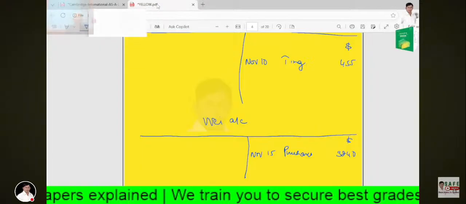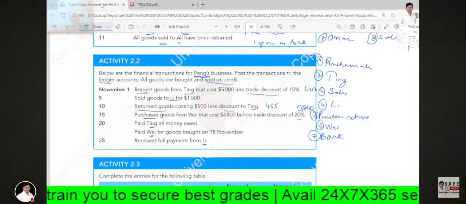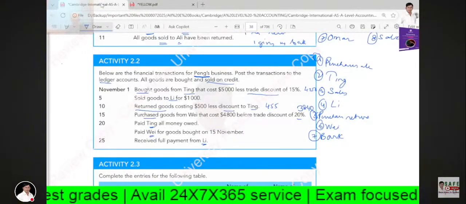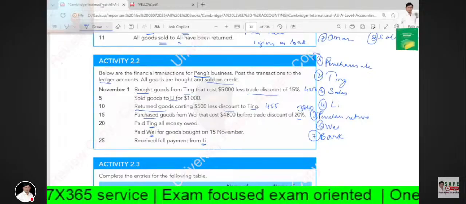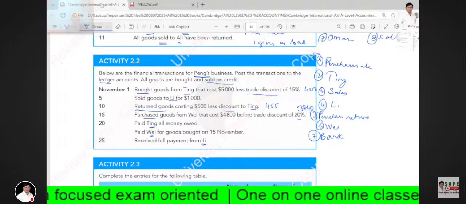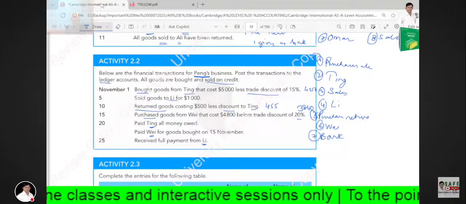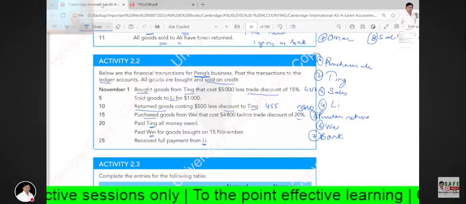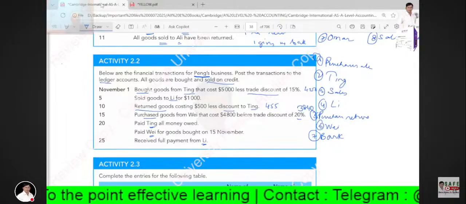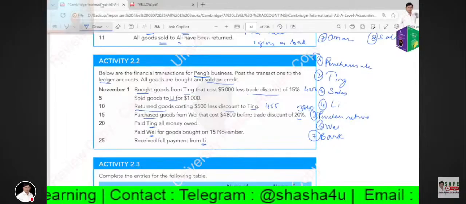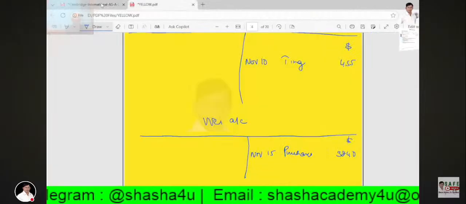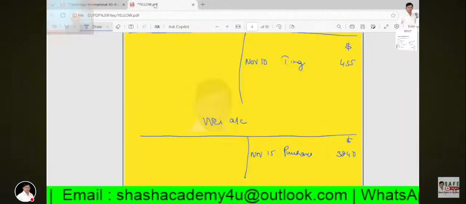So always write the dates. Next entry. Paid Tinge all money owed. Paid V for goods bought on 15th November. We have bought only once. So we have to pay Tinge, we have to pay V, and we have to receive from Lee. On the 20th we have to pay Tinge and V.